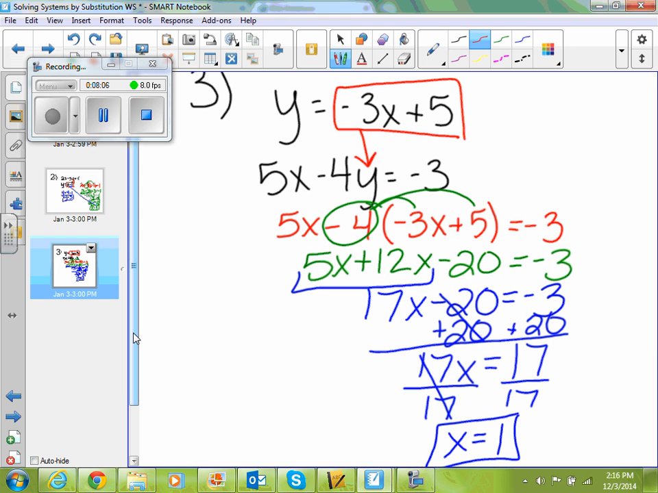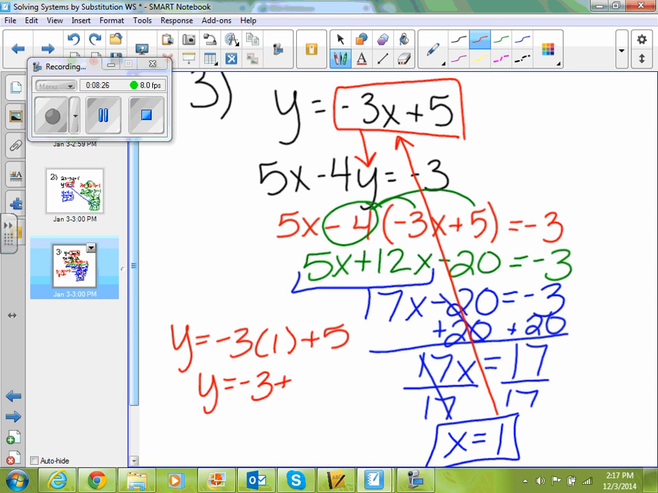Where do I put that 1 back into? X. I put that 1 back into x. I get y equals negative 3 times 1 plus 5. What's negative 3 times 1? Negative 3. So I get negative 3 plus 5. What is negative 3 plus 5? 2. So y is 2. So x is 1 and y is 2.